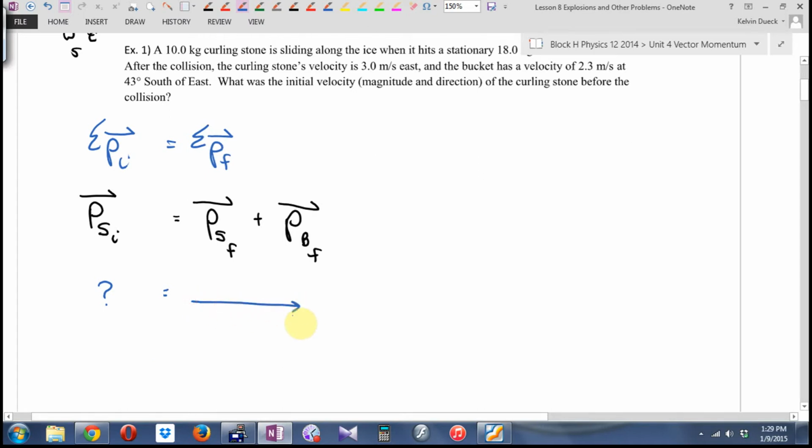How big? Mass times velocity. Again, don't just put the 3 on there. You know what? It's 10 times 3. I can do that in my head. It's 30. Plus.